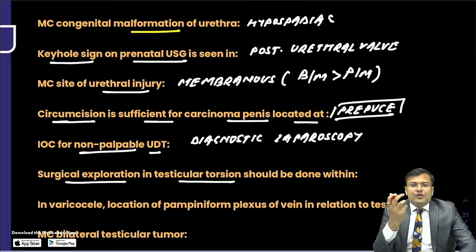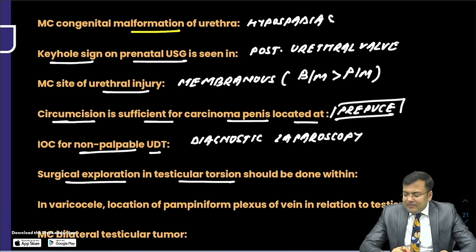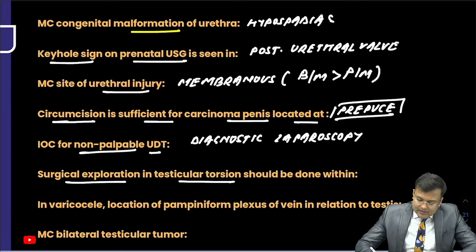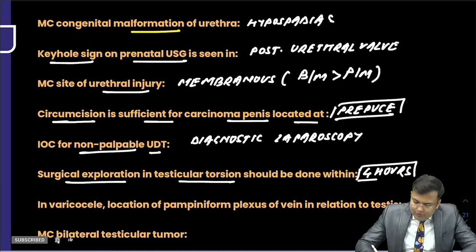We have to perform orchidopexy within how many hours? You know that it's an emergency. Within, not immediately, within how many hours? Not 6 hours. No, 6 is for priapism. It is 4 hours. You have to remember, it should be done within 4 hours.